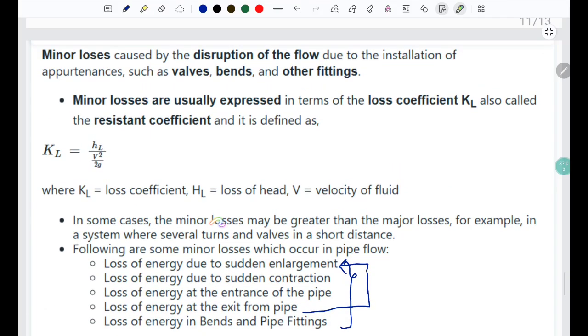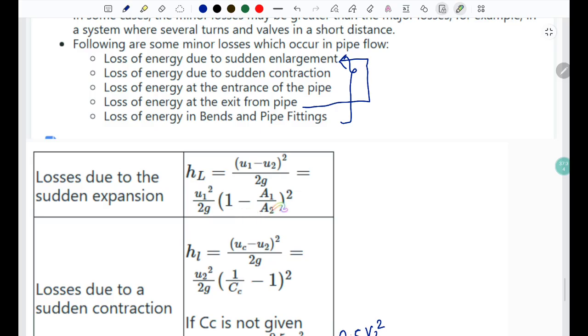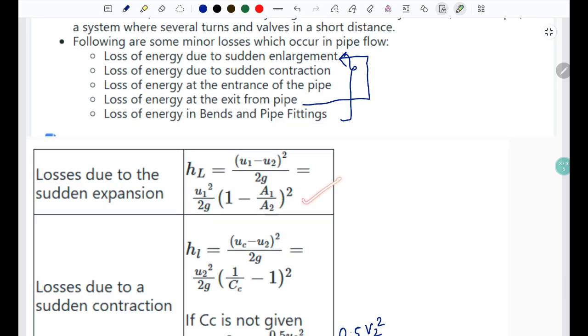It is saying that in some cases minor losses may be greater than the major loss, in cases where there are several turns and valves in a short distance. These are the types: loss of energy due to sudden enlargement, sudden contraction, entrance of the pipe, and exit from the pipe, wherein the entrance of the pipe is similar to sudden contraction and the exit is similar to sudden enlargement, and then there are bend and pipe fittings. For sudden enlargement, it is V square by 2G times (1 minus A1 by A2) whole square.